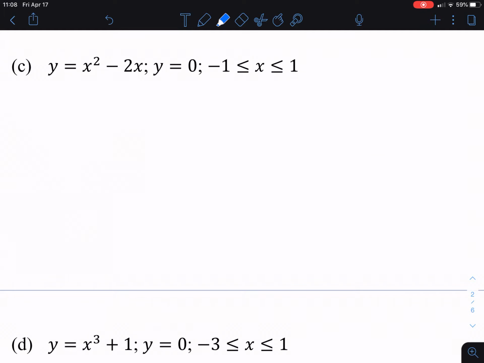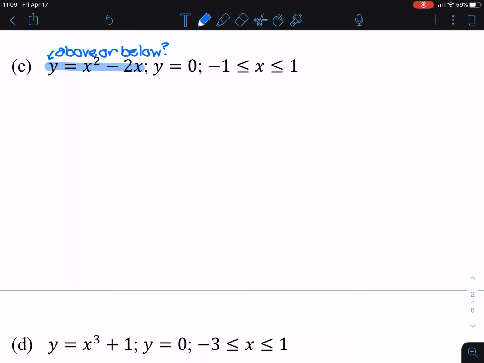In this example, we're looking at the equation y is equal to x squared minus 2x. We're going to find the area between that function and the x-axis, and this time our limits of our interval are from -1 to 1. Okay. So again, we always start with the question, where is this function in relation to the x-axis? So is this above or below?